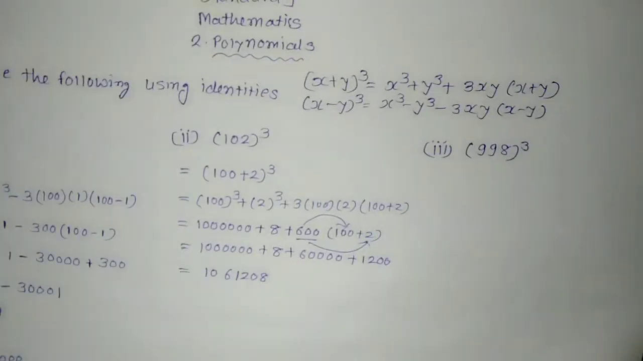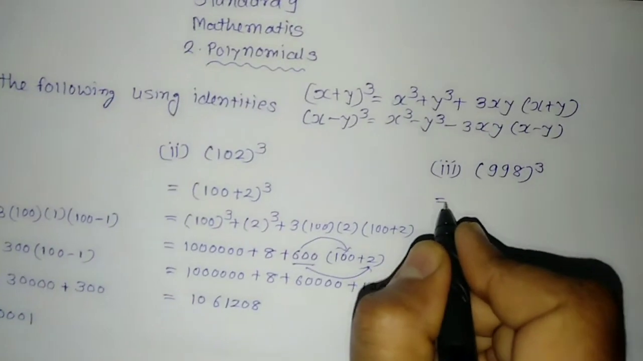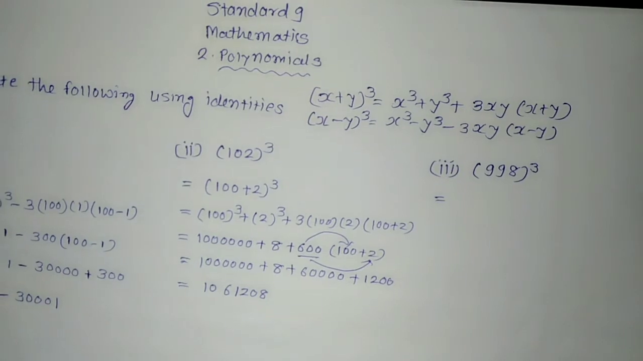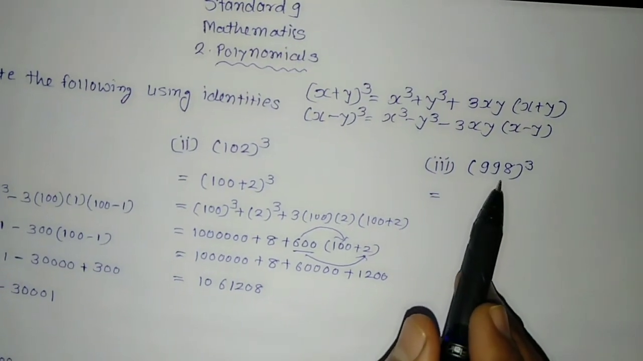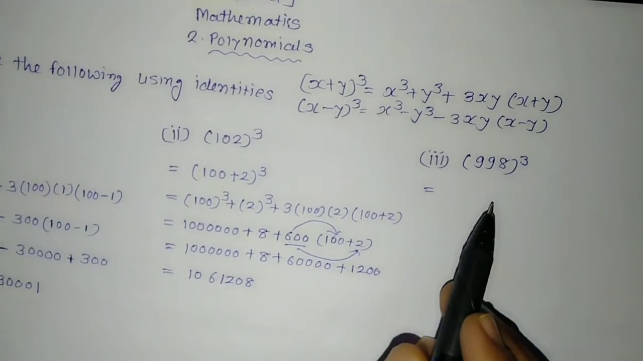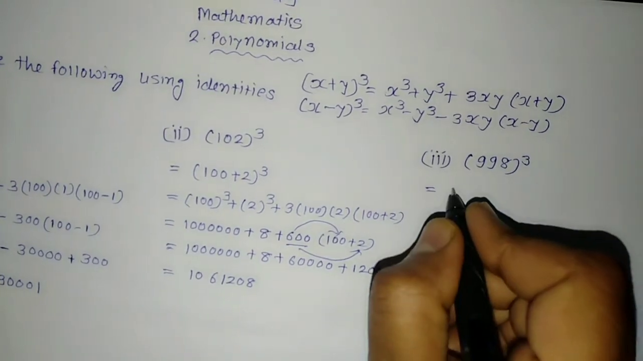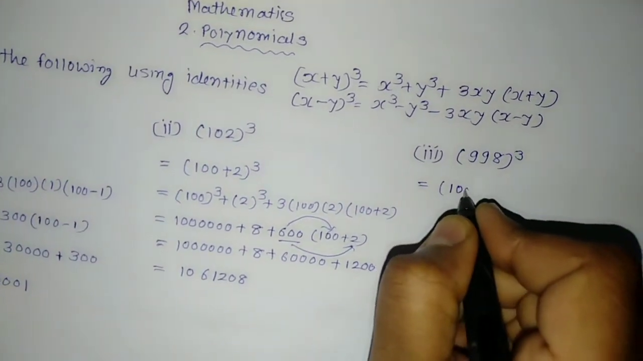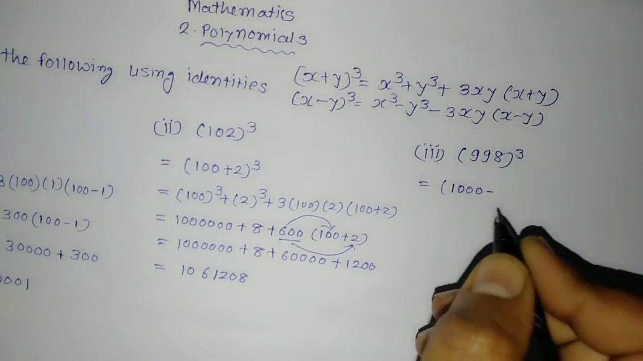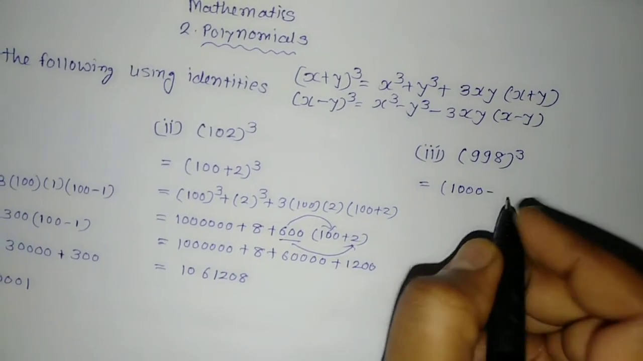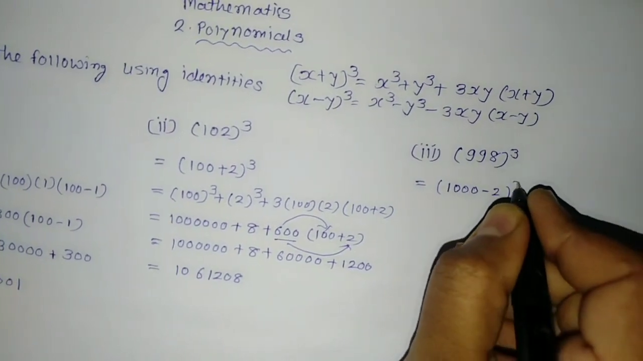Let us see sum number 3. In this case, you will be able to see it is 998. We need to convert it into nearer by zeros, and 998 nearer by 0 will be 1000. 1000 minus, you know, what is that? 998 means minus 2 whole cube.